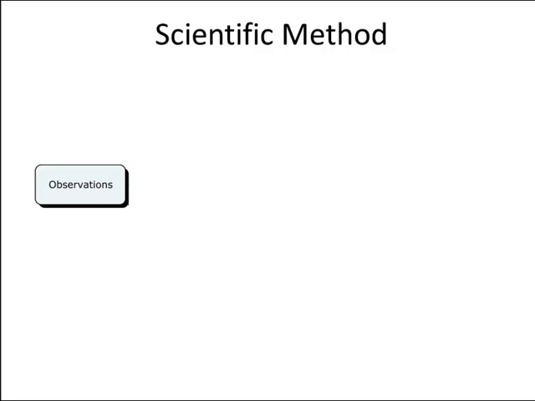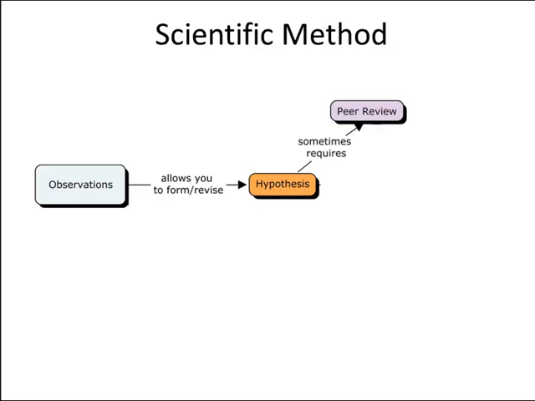There are going to be several parts that we need to keep in mind when considering the scientific method. First part is going to be observations. We make observations about a problem, and we take those observations and we form a hypothesis. Now that hypothesis may require us to go get something called peer review, where we go and get outside feedback from people and see if they agree with our hypothesis about our observations.